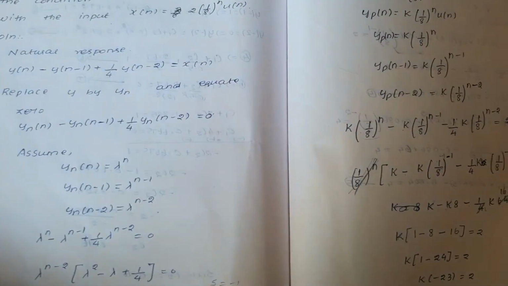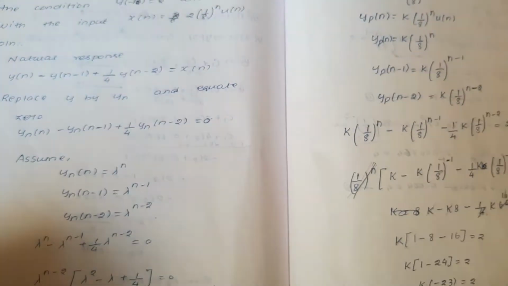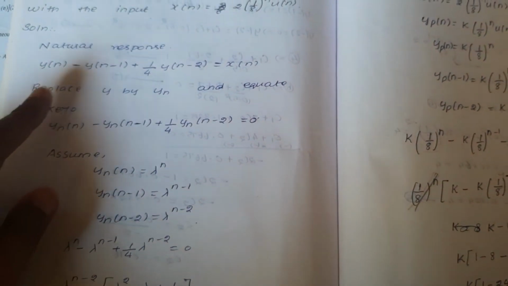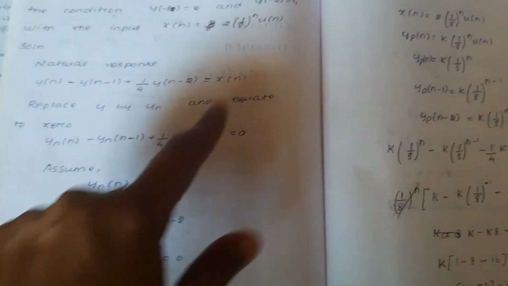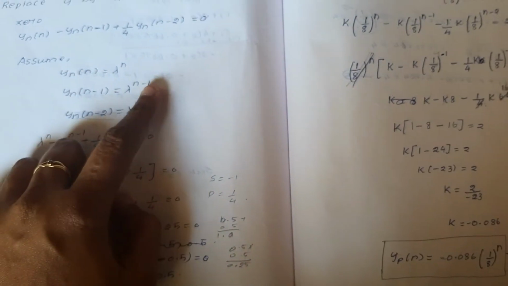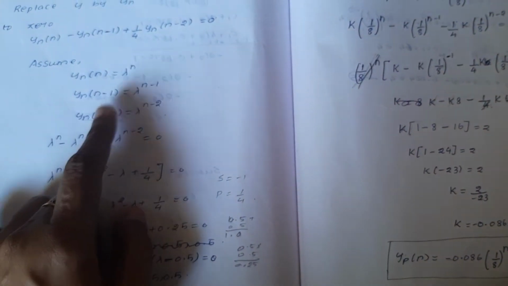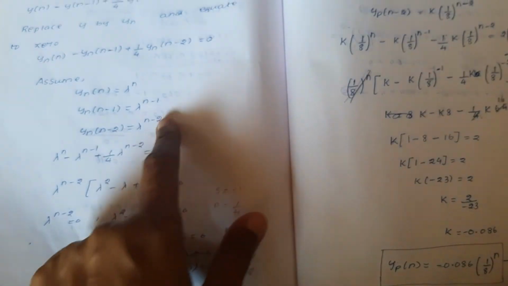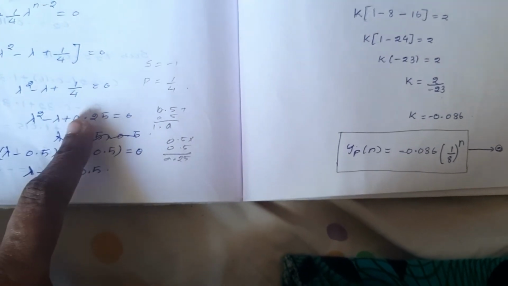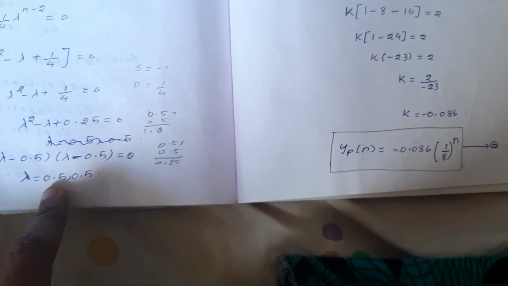You want to find the natural response. In order to find the natural response, first write the given equation. Now here replace all y by yn and equate the input value, that is x of n, to 0. Next assume the homogeneous solution yn of n is equal to lambda power n. So yn of n minus 1 is lambda power n minus 1, and n minus 2 is lambda power n minus 2. Substitute all the values and you will get one equation. Okay, so this is the characteristic equation. Factorize it, and you will get two repeated roots.